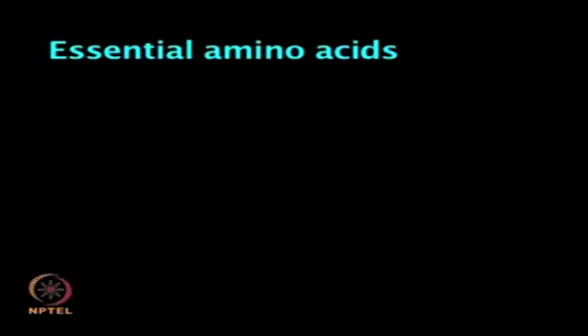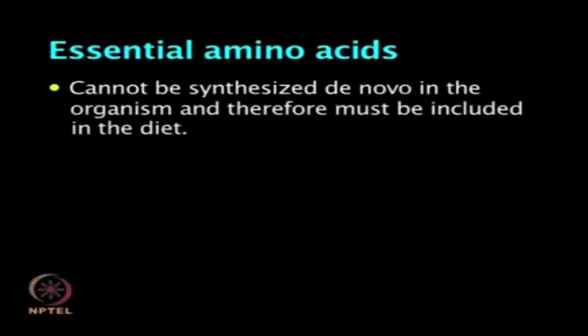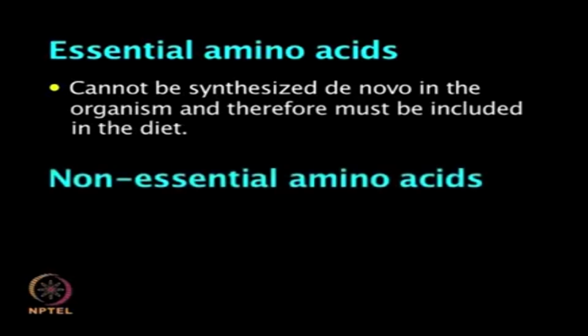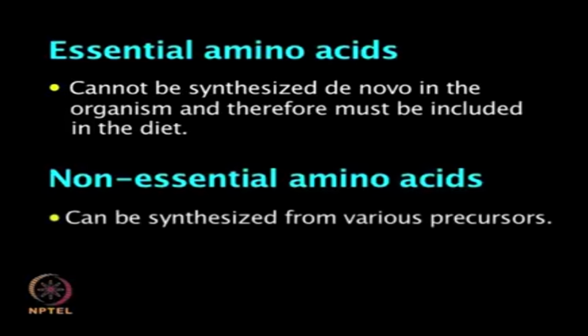Essential amino acids are those that cannot be synthesized de novo in the organism and therefore must be included in the diet. Non-essential amino acids, on the other hand, can be synthesized from various precursors.